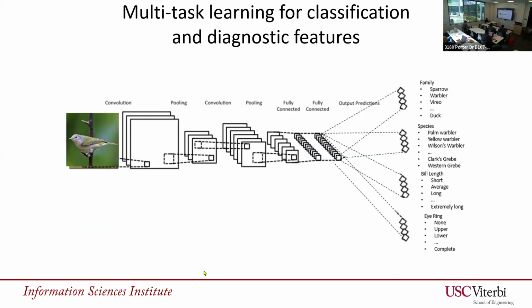This is the architecture where instead of learning one thing, is this a palm warbler or a yellow warbler, you're learning 200 different bird species, but also 20 different bird families, and a number of different bird attributes, including bill length, and whether there's an eye ring. There's about 20 different attributes. We've only illustrated 2 of them on the screen here.